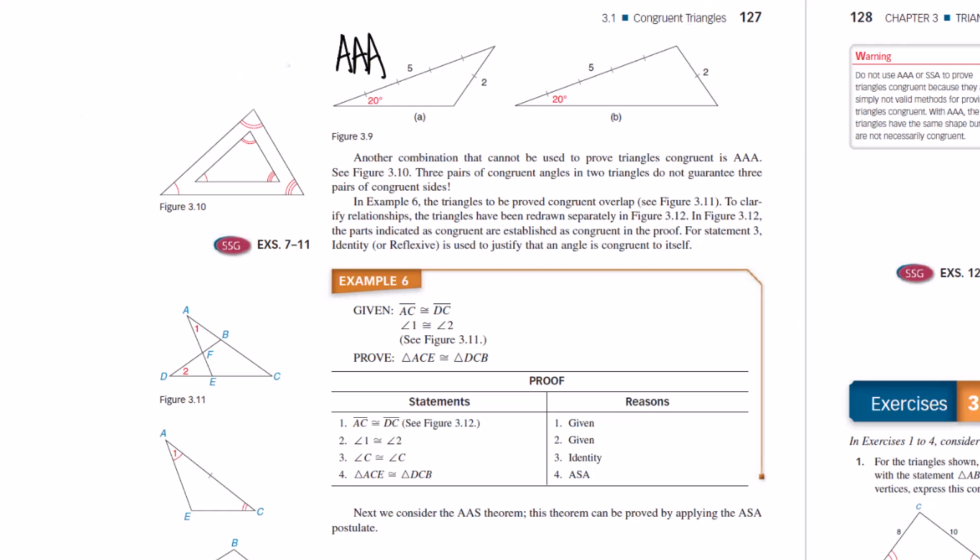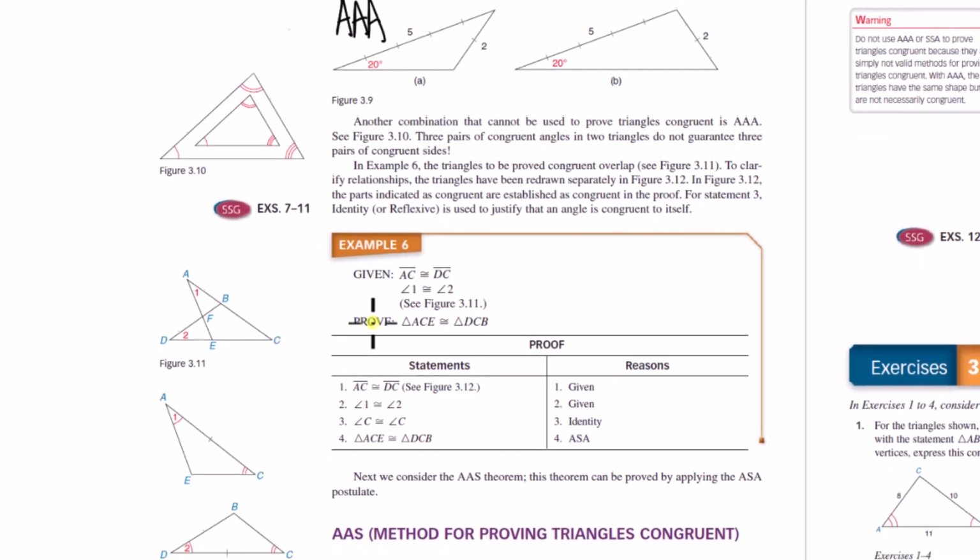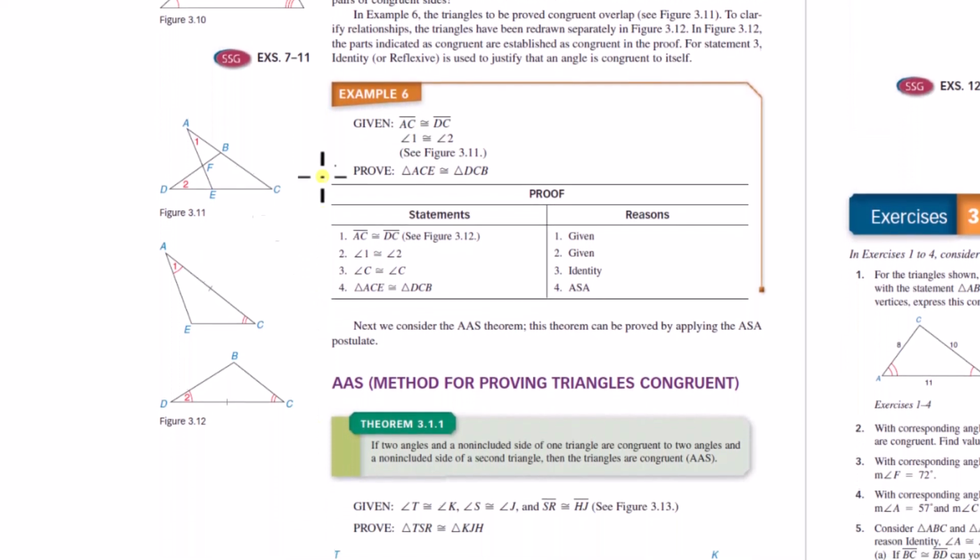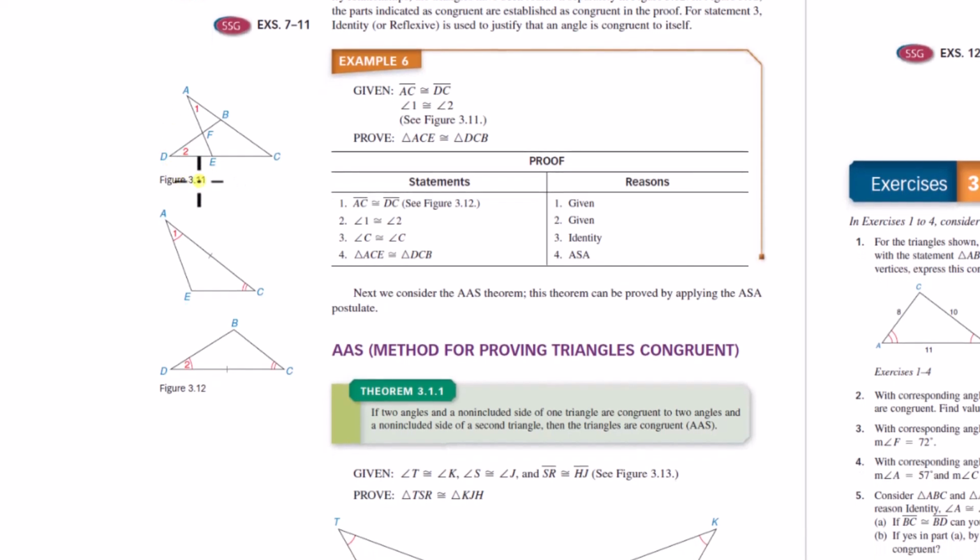Now, it does prove a relation between triangles, that they're similar triangles, which we'll talk about in a later chapter, but not congruence. Okay, let's look at this example here. Given that segment AC is congruent to segment DC, and angle 1 is congruent to angle 2, prove that triangle ACE is congruent to triangle DCB.